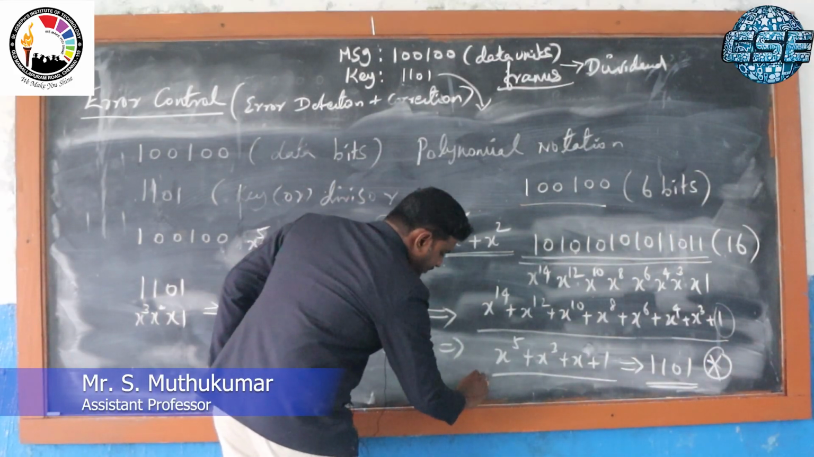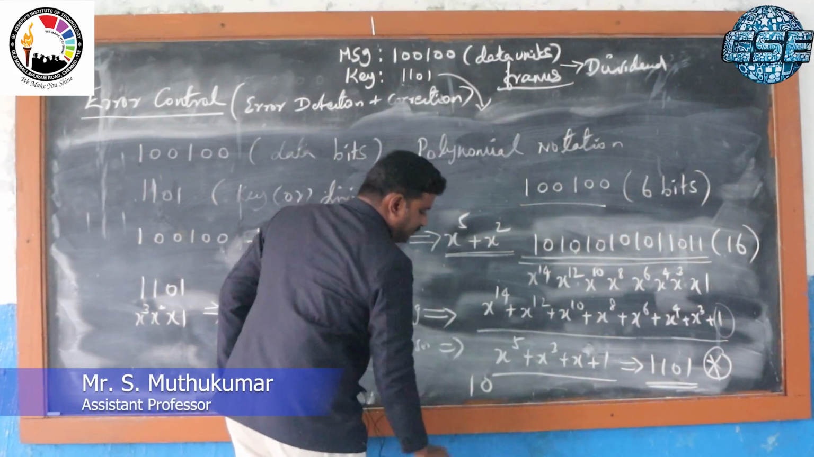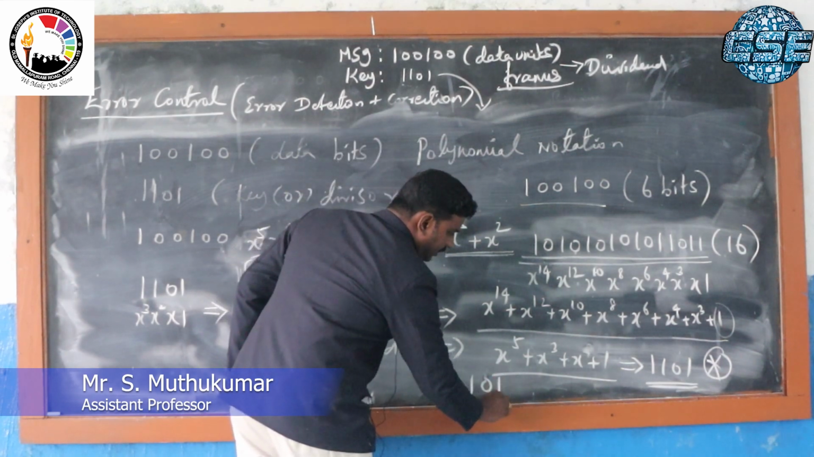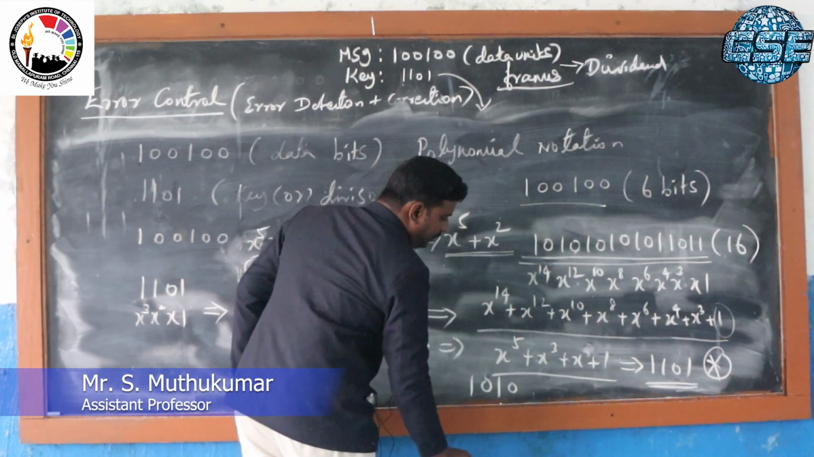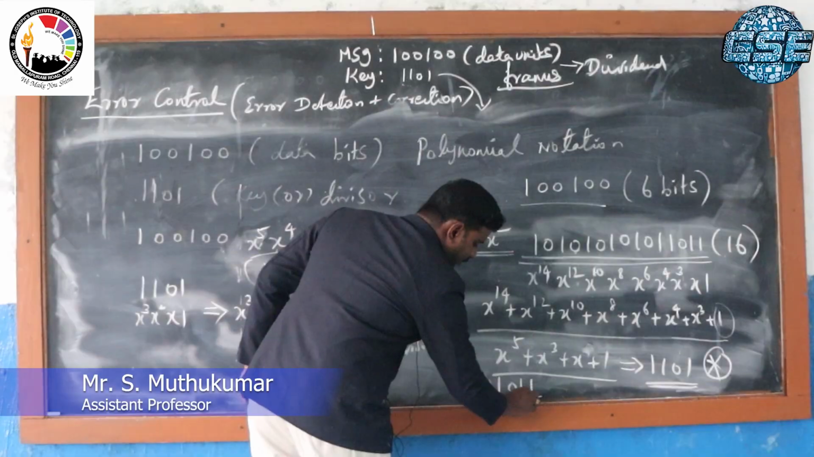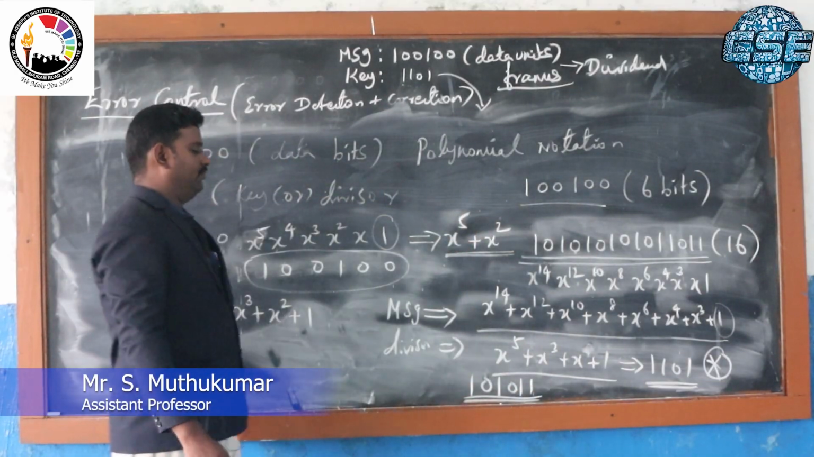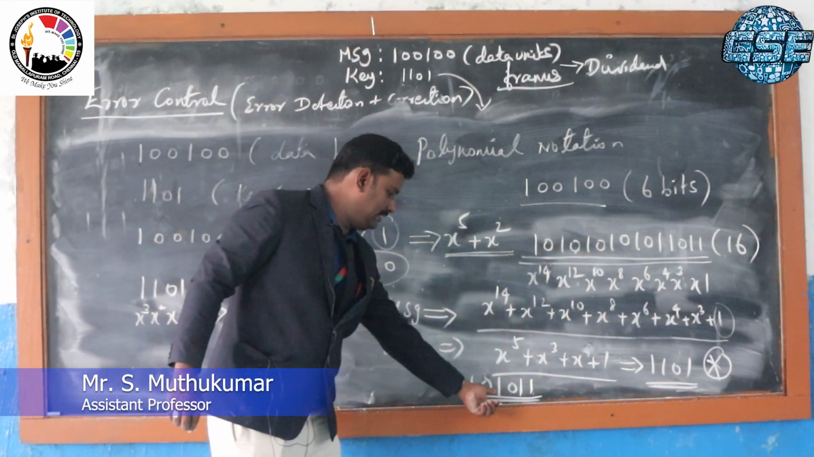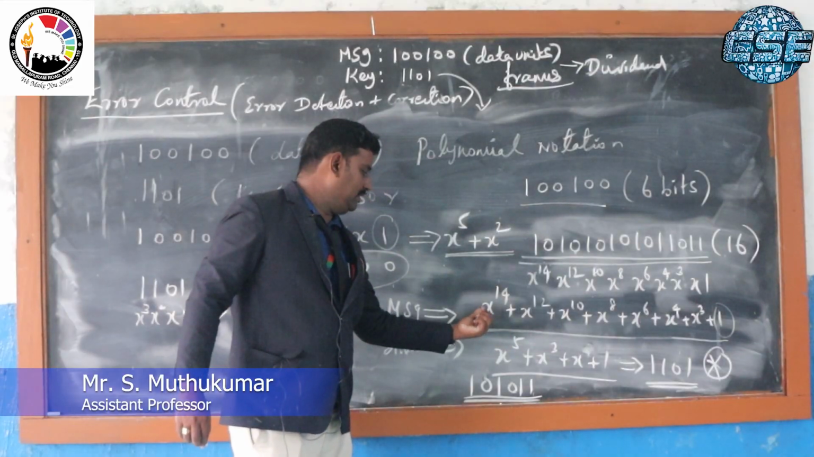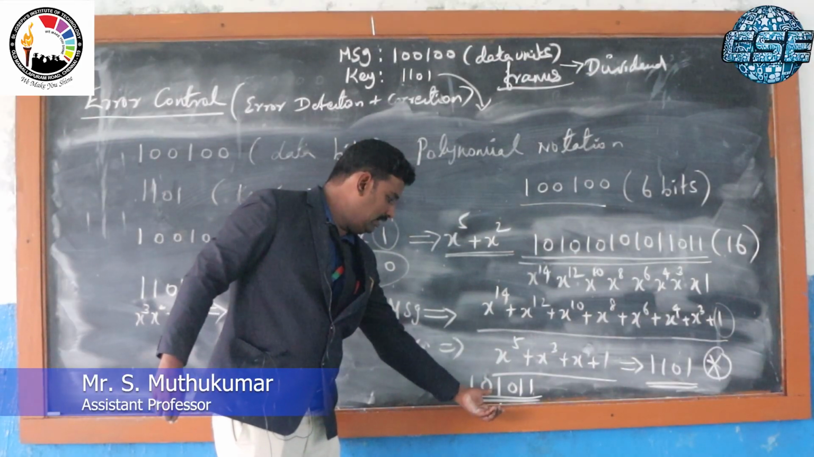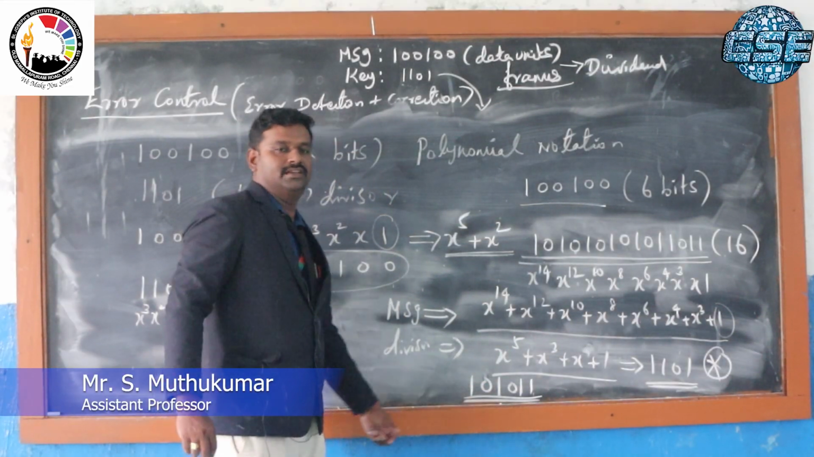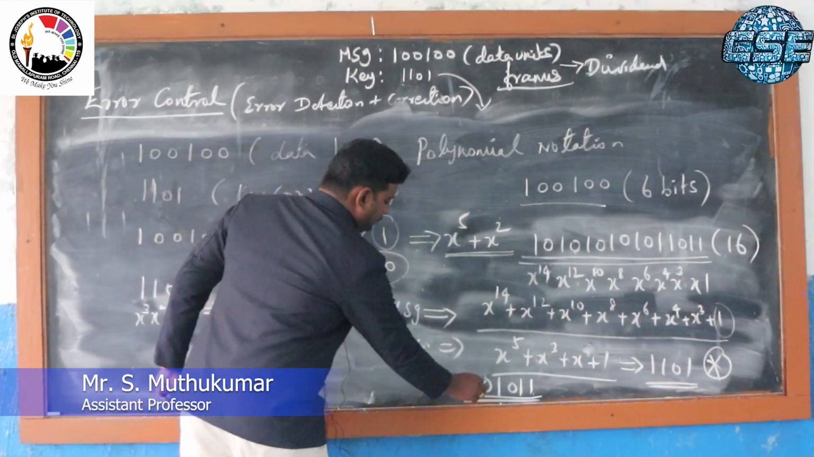So x power 5 is available, x power 4 is missing, then x power 3, x power 2 is missing, so x and 1. So the number of bits for this problem is 6. The message is 16 bits and the divisor value is 6 bits. So carefully write the divisor value.